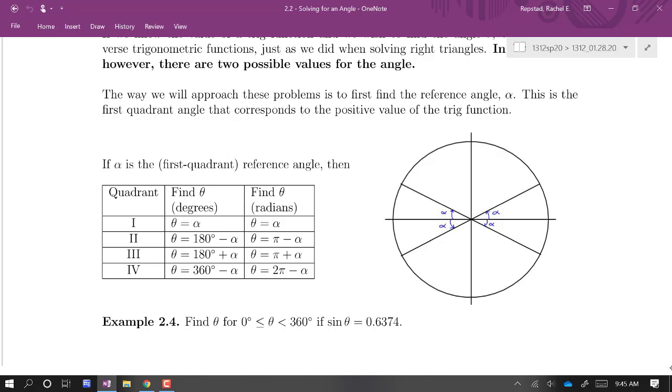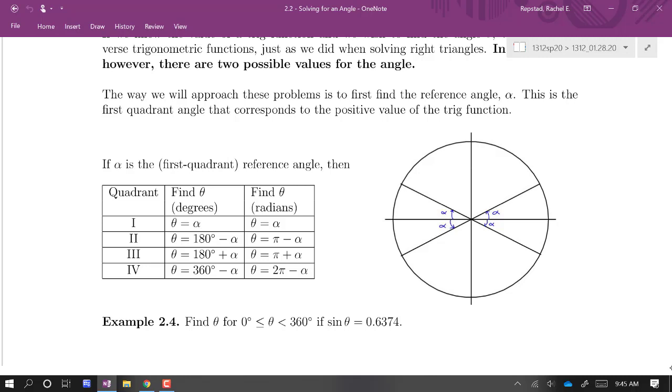If my angle is in the third quadrant, then I go the 180 degrees and then go alpha degrees more. So theta is 180 plus alpha, or if I'm in radians, pi plus alpha. If my angle is in the fourth quadrant, I figure out what that reference angle alpha is, and then I go the full 360 and back up by alpha degrees, or 2 pi radians, back up by alpha radians. So we're always going to get everything in terms of that angle first.